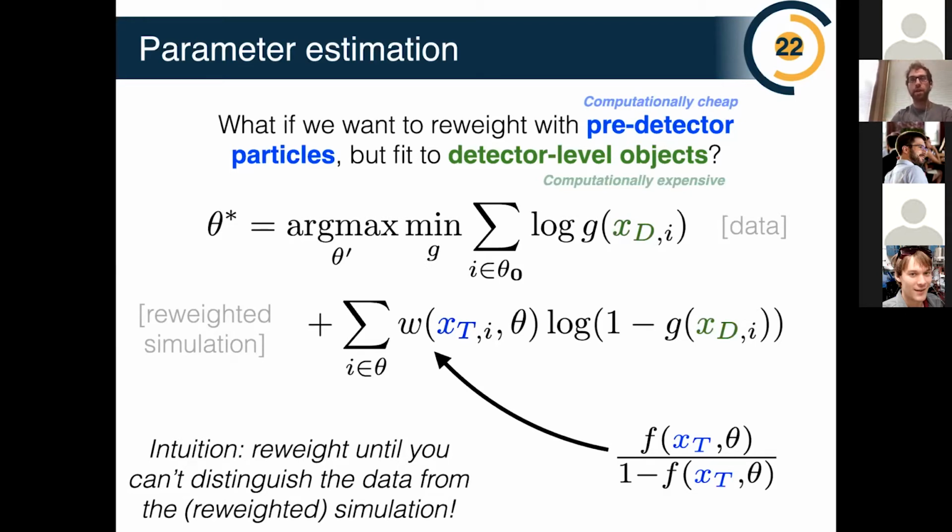One idea is that you can train a classifier to distinguish data and simulation, and simultaneously change the simulation based on the reweighter function. You can think of it like the reweighter function continues to tune the simulation until the classifier can't distinguish data and the reweighted simulation anymore. And then you've succeeded in tuning, or in estimating the parameters from data. And it turns out that's very effective.